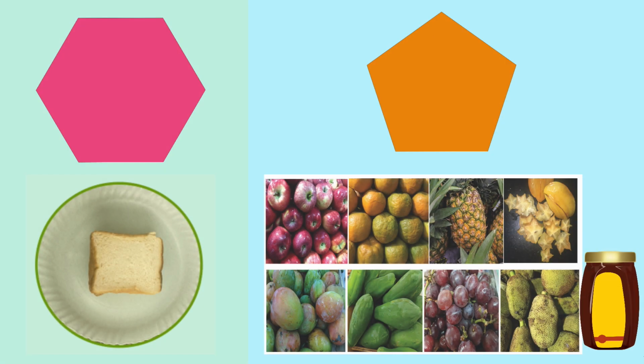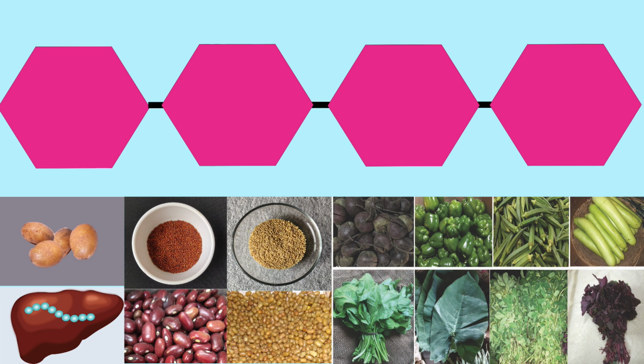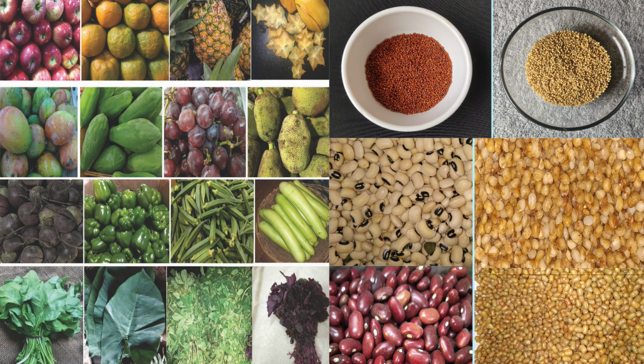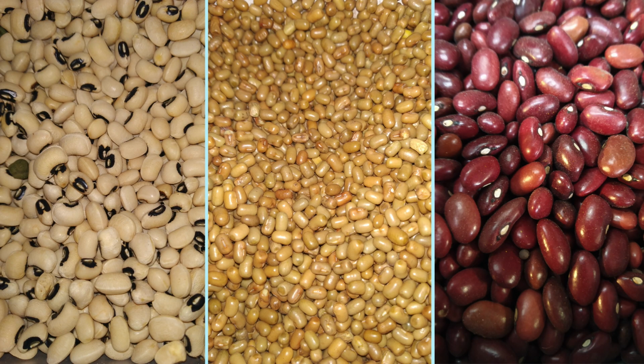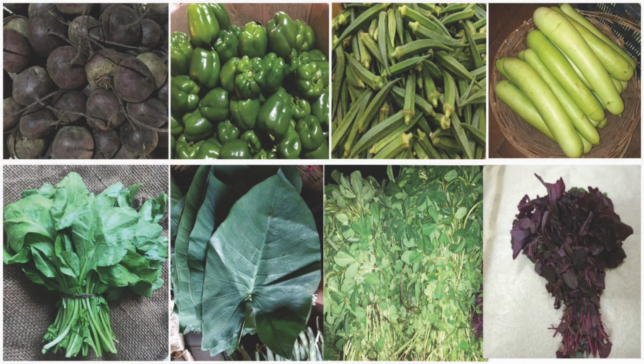Monosaccharides like glucose and fructose have one ring in their structure. Disaccharides like sucrose and lactose have two monosaccharides joined together. Polysaccharides have many monosaccharides joined together. They are also called complex carbohydrates. Examples are glycogen, starches, and many types of soluble and insoluble fibers. They are found in beans, grains, foxtail millet, finger millet, vegetables, etc.